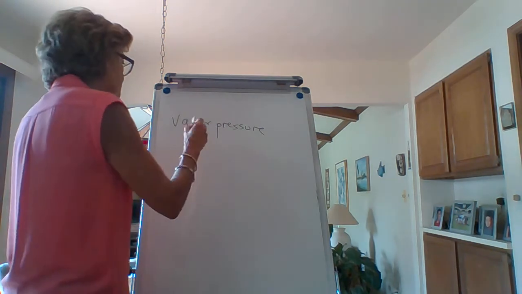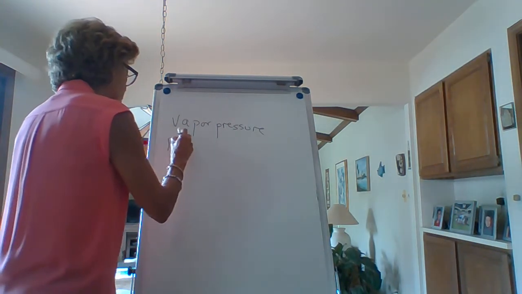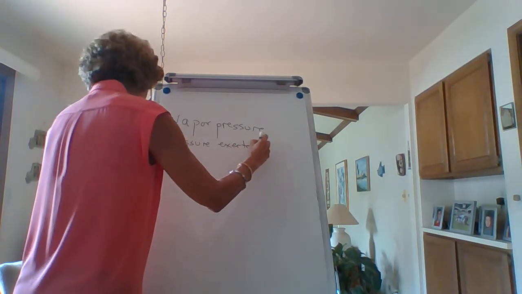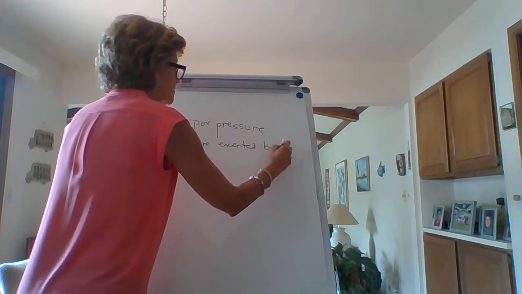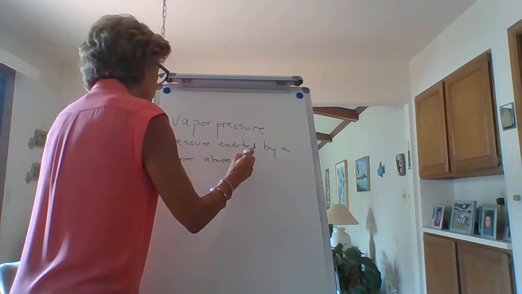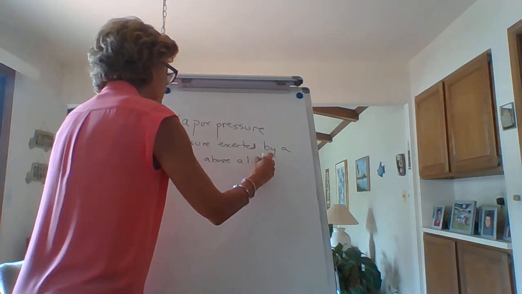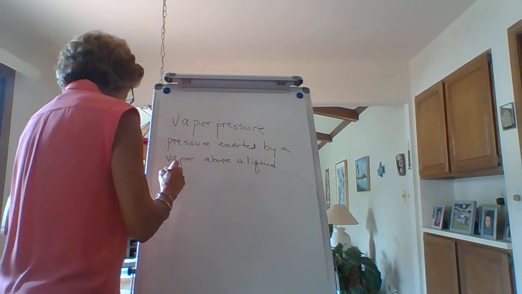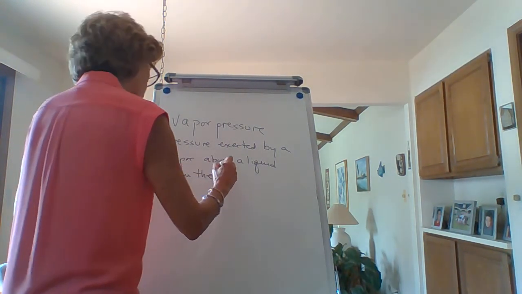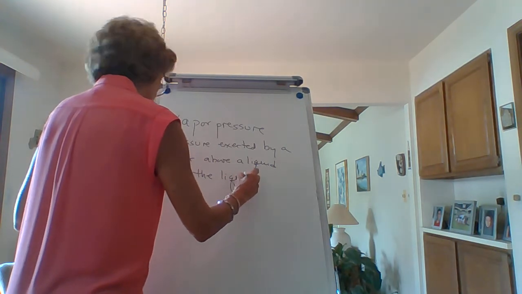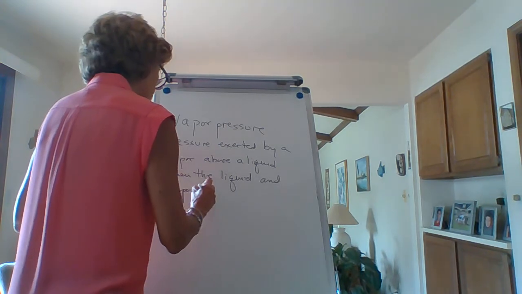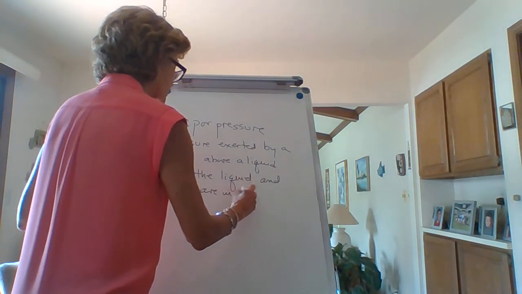Okay, so vapor pressure is the pressure exerted by a vapor above, which is what I just told you, above a liquid. When, and this is the part I should mention, when the liquid and vapor are in equilibrium.